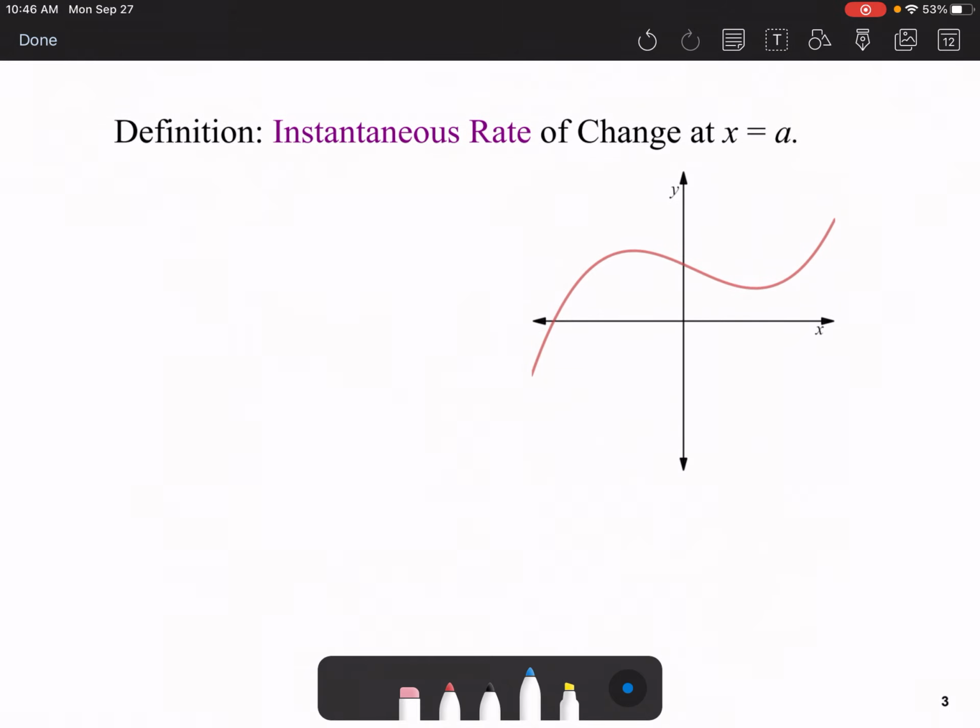Okay, coming to instantaneous rate of change. An instantaneous rate of change is finding the rate of change at a specific point on the function. And it's usually defined by the variable a. Now, in order to calculate this, we're looking for a line that basically just bounces off the function at that specific spot. We call this line a tangent.